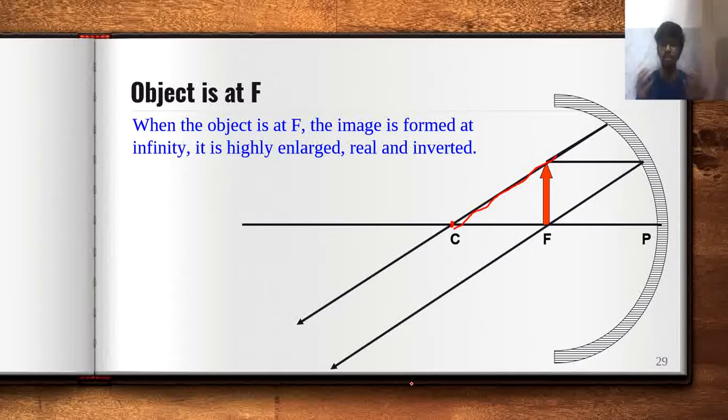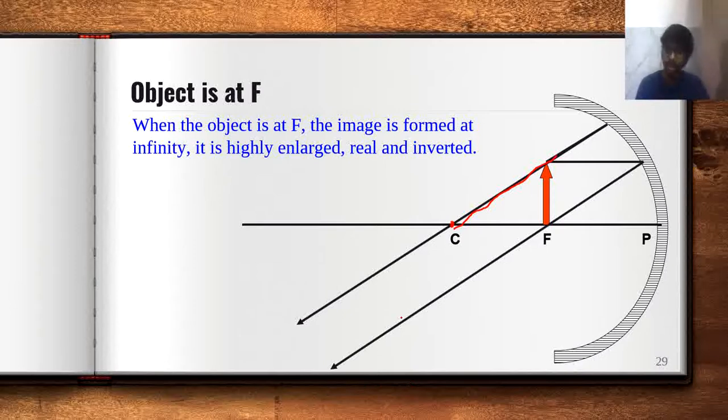What do you mean by infinity? Infinity is something that is not possible to reach, like infinity is counting something that we can never count, or we can never measure. So that means here we can never find the point of intersection. We can never find the distance at which the intersection point will be. That means it is at infinity. So the image is formed at infinity.